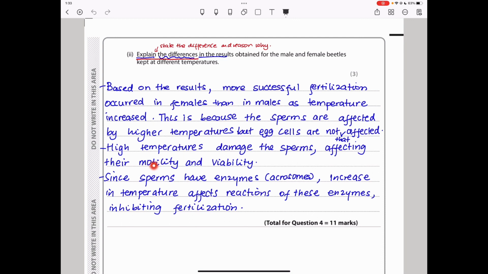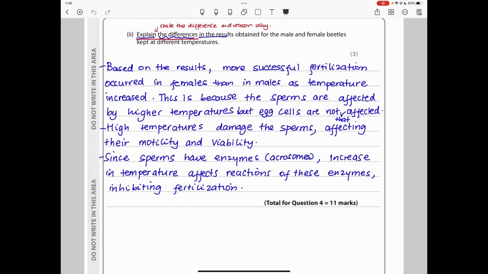Motility is about moving, and then viability is about basically being alive and the capability for it to fertilize a female. Then I said, since sperms have enzymes, these are acrosomes, they're found at the top part in the headpiece of the sperm. The increase in temperature is going to affect these enzymes, meaning the reactions these enzymes catalyze or participate in are not going to be well done, since most of these enzymes could be denatured. So fertilization is going to be inhibited by that.